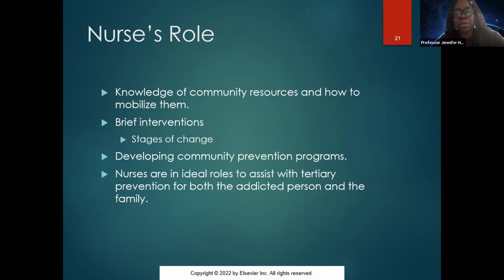It's up to them. You can't force them into a stage of change such as acceptance, which means they are aware that they have an issue. If they're not aware, you need to know that. That will help you get them what they need based on the stage that they're at. And then there are ideal roles to assist with tertiary prevention for both the addicted person and the family. So many nurses, I have friends that work in addiction recovery and addiction treatment centers, and they absolutely love it.